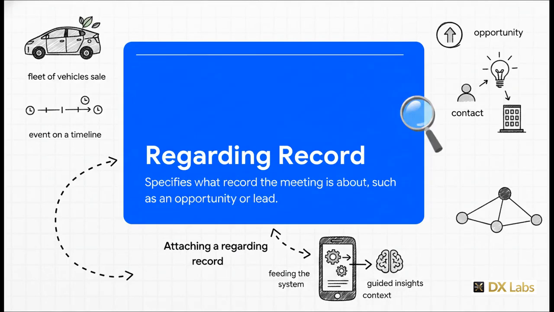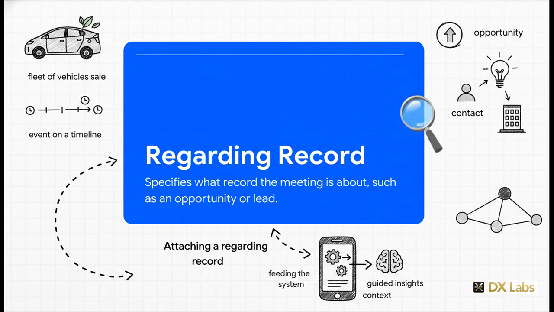Section 5, managing regarding records and connecting your meetings to records. This concept is absolutely central to how Dynamics 365 Sales operates. Imagine you have a printed meeting agenda and you physically slip it inside a specific Manila client folder. You are essentially telling the system this meeting belongs to this project. That is a regarding record. It specifies exactly what the meeting is about: an opportunity, a lead, a contact, or an account.